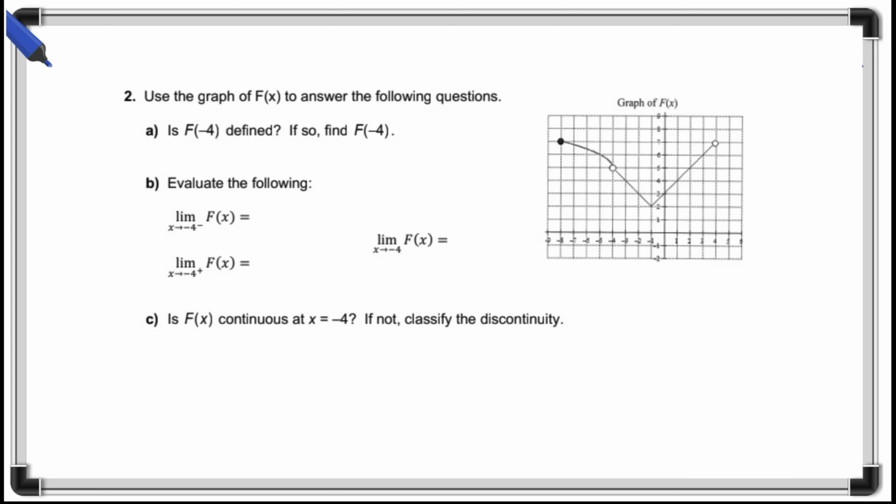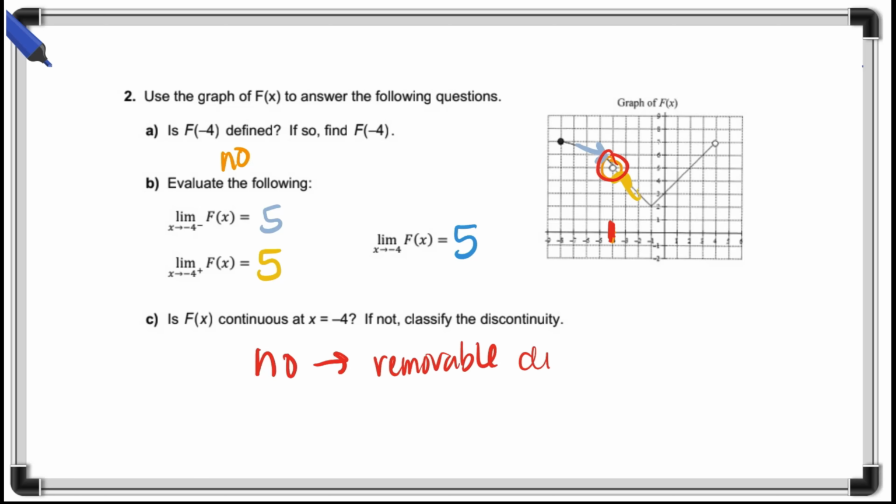Okay, so is f of -4 defined? Here's -4. Is it defined? No. You have a hole there. So let's figure out what's the limit. From the left, you're approaching 5. From the right, you are also approaching 5. So your limit from the left and the right are 5. Now, is your function continuous at -4? No, it's not. Why? Because you have a removable discontinuity, right? You have a hole.